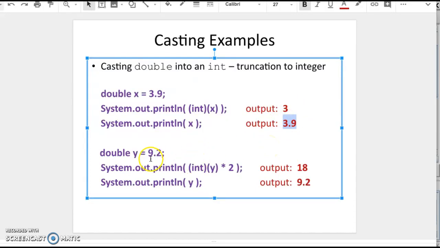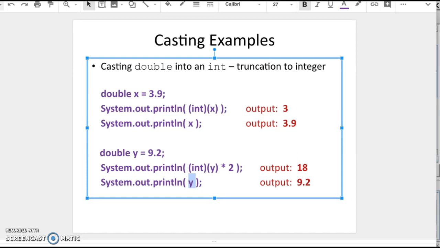This one is the double to int example, so we have 9.2, a double value, and if we were to multiply the 9.2 times 2, we'd get 18.4. But by casting this to an integer, when I multiply, I'm going to get an integer answer rather than a double. Here as well, the 9.2 is unchanged.